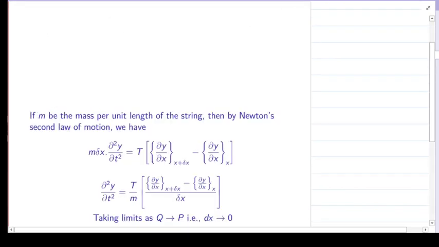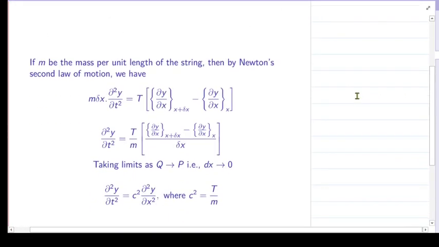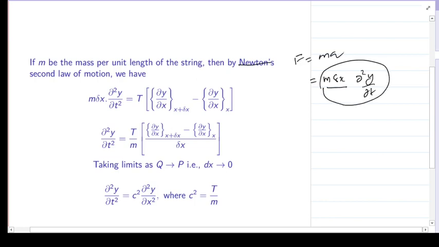Suppose this force, by Newton's second law, is equal to mass into acceleration. Here we have taken mass per unit length as small m, and the distance as delta x. So the total mass of the portion PQ is m into delta x, and acceleration is dou square y by dou t square. So this is the force acting on the string according to Newton's second law.